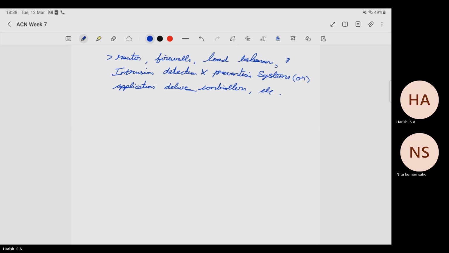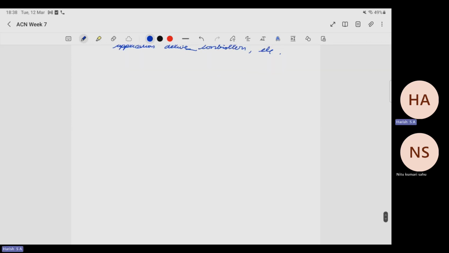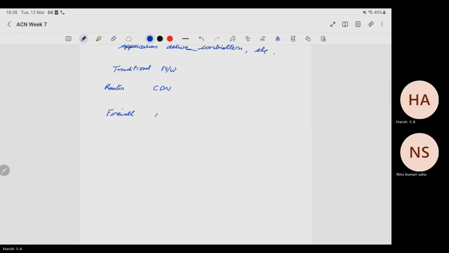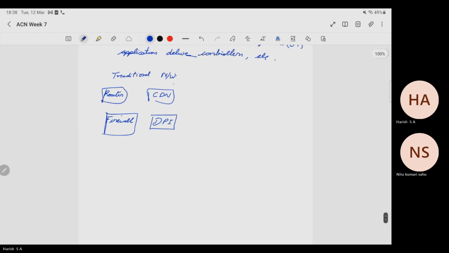Right. So if you look at this diagram, it's a router, there is a CDN, let's say, there is a firewall, there is a deep packet inspector. Okay, these are all separate devices.